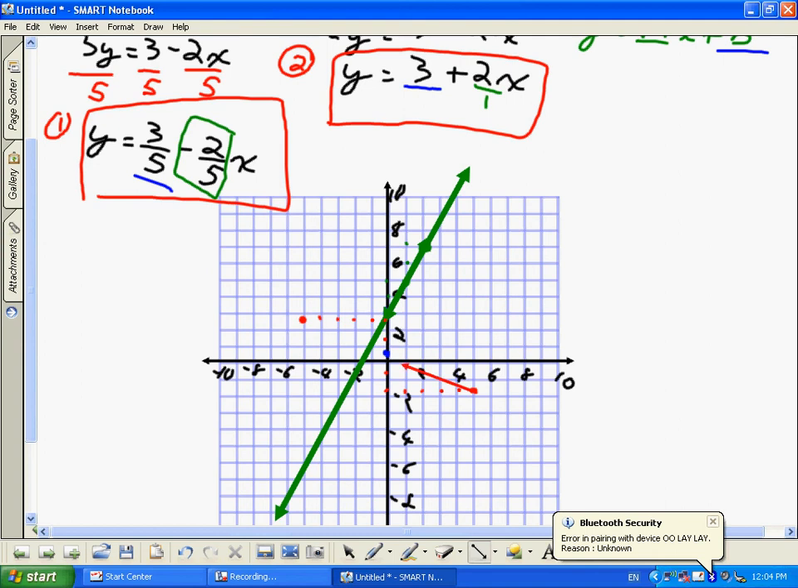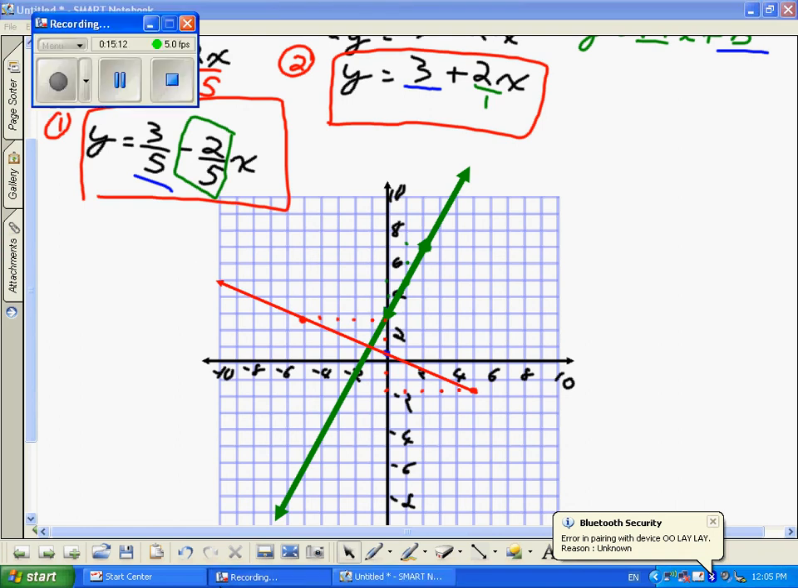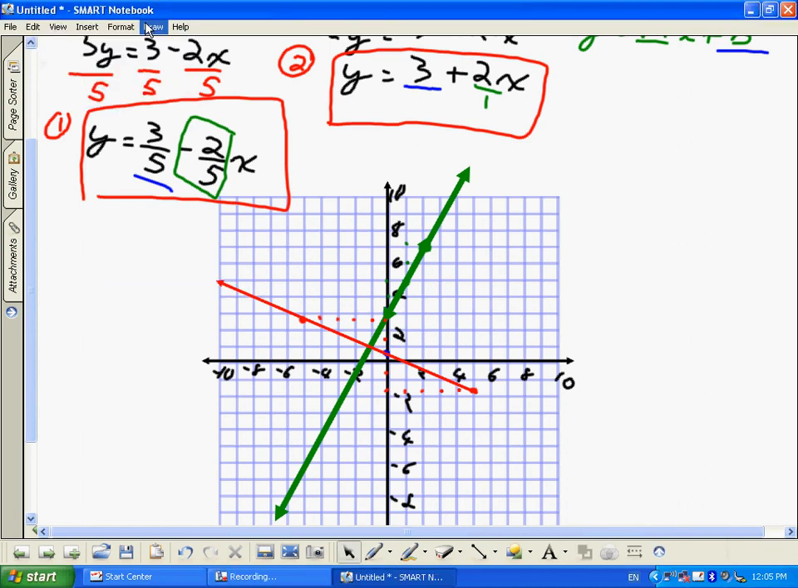Let's go through our 3 starting points. Looks like that's about it. So we have our lines. We have a point of intersection. The point of intersection is where these 2 lines cross, right here. That coordinate is negative 1 and 1. Or x was negative 1 and y was 1. That's the point of intersection.